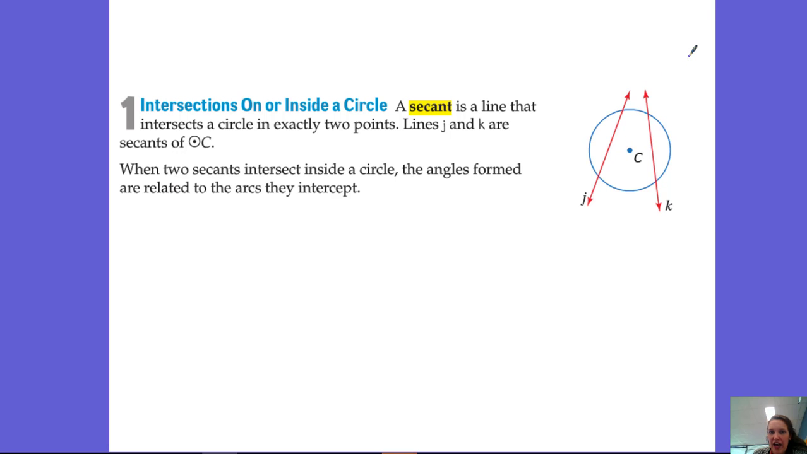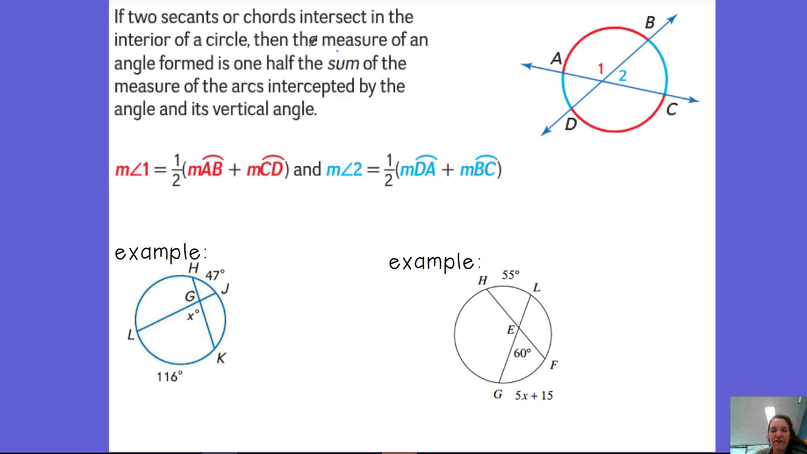So when we have secants that intersect either inside or outside of the circle, there are angles that get formed, and they are related to the arcs. So the first situation is if we have 2 secants, or they can just be chords. If we think of AC as a line, it would be a secant if it extends forever. Or we could just think of this as chord AC, a segment with distinct endpoints.